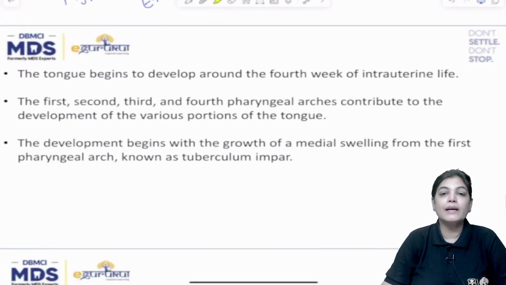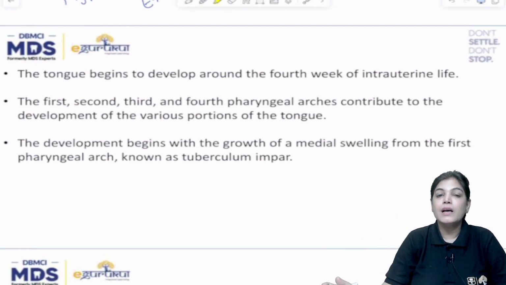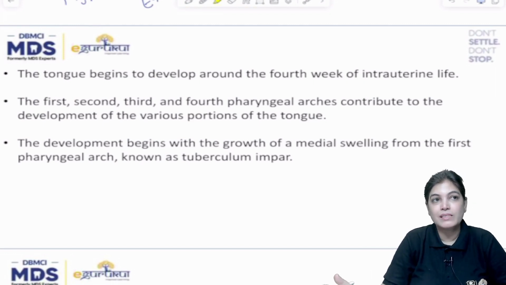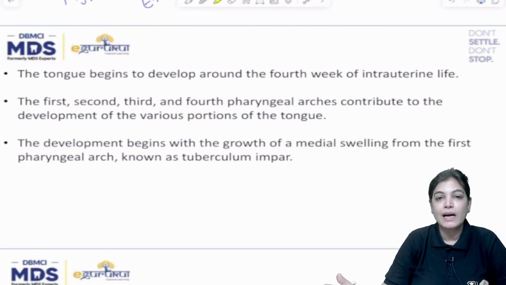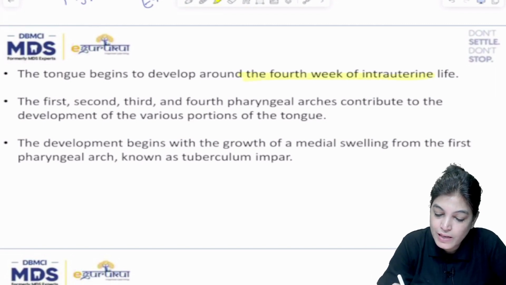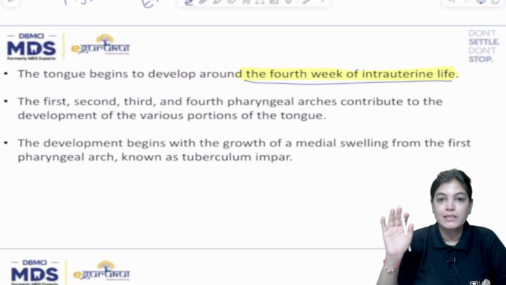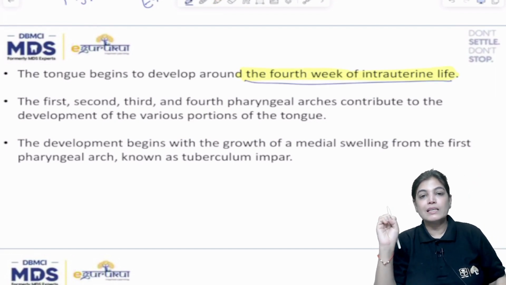But other than that, I would also like to tell about the various important developmental events in the tongue. The tongue is believed to start developing during the 4th week of intrauterine life. It's very important. Why should you note this down? Because in previous years' examinations, the 4th week was asked as when the tongue starts to form.